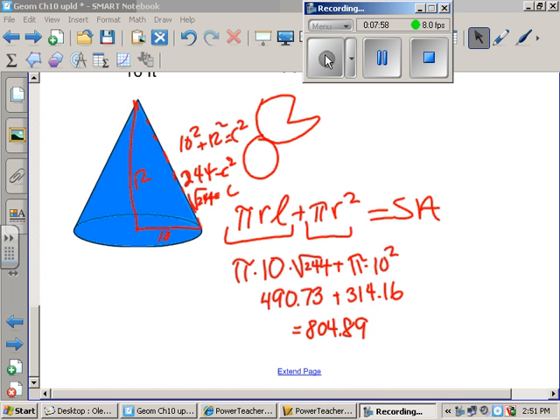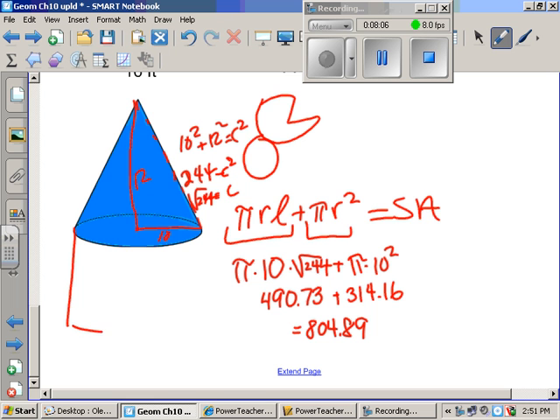Now, all the rules for composite figures match. Like if I had this cone on top of a cylinder, you would not count the base of the cone and the top base of the cylinder because the air could not get to them. Okay, so that's it.